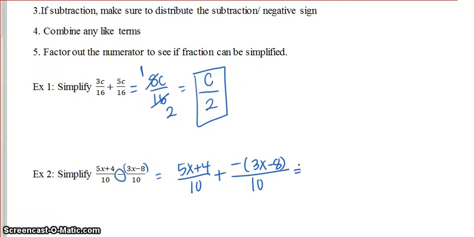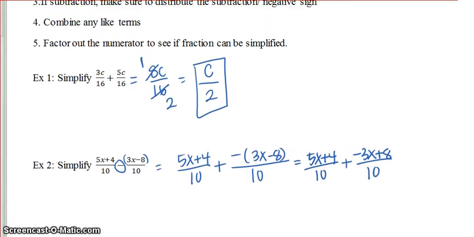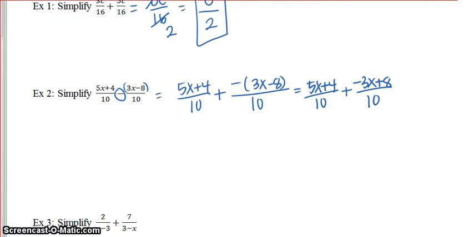So again, that negative is being brought up here and it has to be distributed. So again, I'm going to leave the first one the same, 5x plus 4 over 10 plus, and then I'm going to have negative 3x plus 8 over 10. Now I'm going to be actually adding them together, and it says we're going to be combining any like terms. So 5x minus 3x is 2x, and 4 plus 8 is 12 over 10. Because again, when we're adding or subtracting fractions, the denominator stays the same because it is the same denominator.